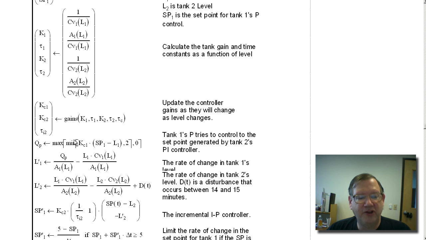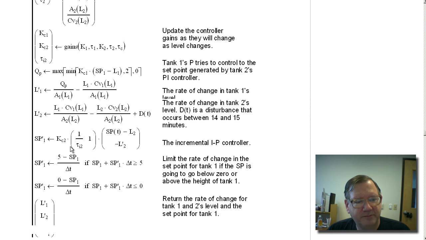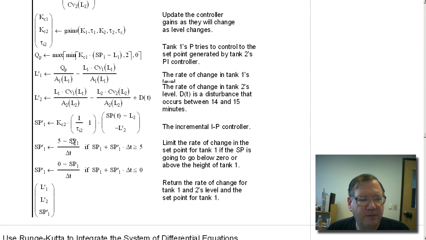Then using that function I defined above, I'm changing the controller gains. This is the proportional gain for the controller for tank 1, this is the proportional gain for the controller for tank 2, and this is the integrator time constant for tank 2. So I'm updating the controller gains on the fly as a function of level.